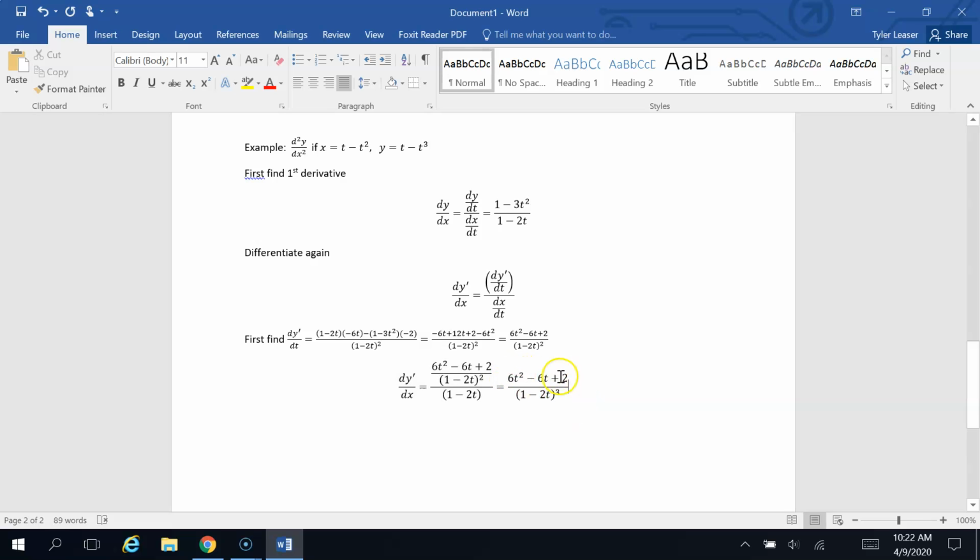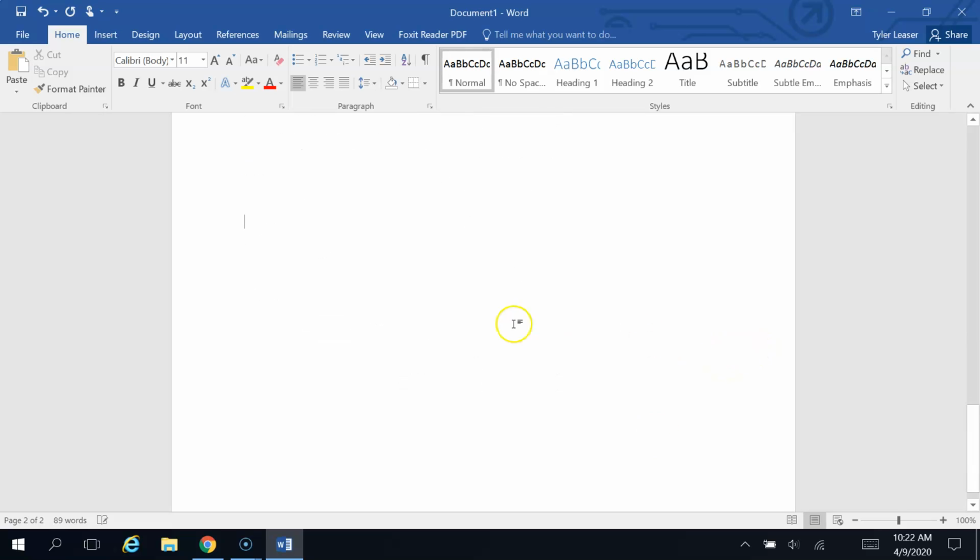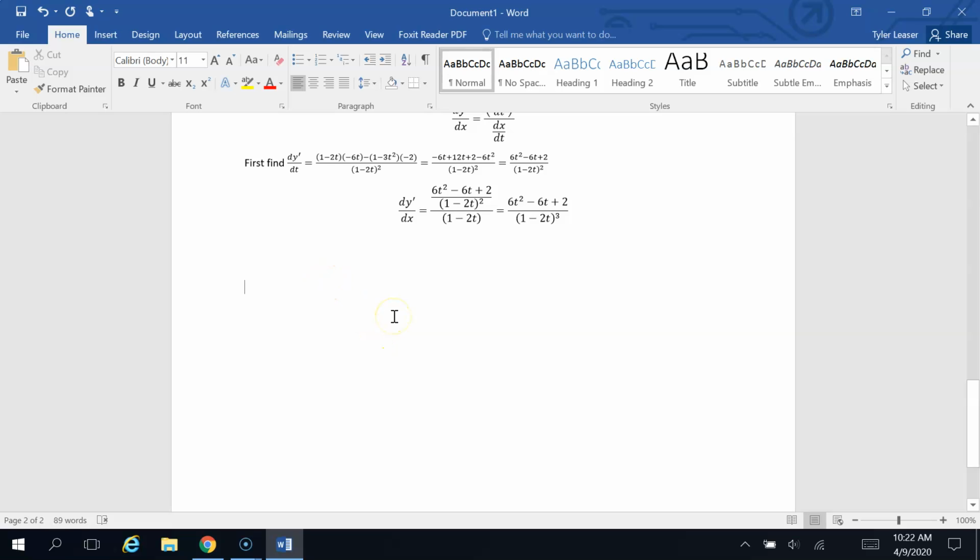You can think of this as acceleration, or you can think of that as giving the concavity of your function. Okay, let's do another example here before we end this video. All right, another thing that we can do with parameterization is something like this.